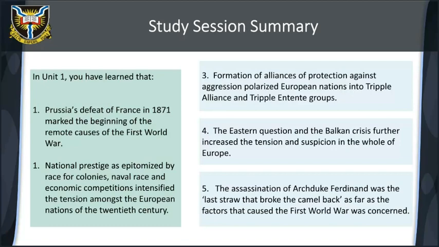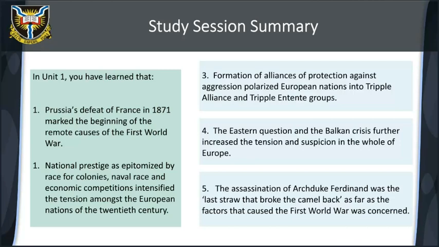Study section summary. In Unit 1, you have learned that: 1. Prussia's defeat of France in 1871 marked the beginning of the remote causes of the First World War. 2. National prestige, as epitomized by the race for colonies, naval race and economic competitions, intensified the tension among the European nations of the 20th century.